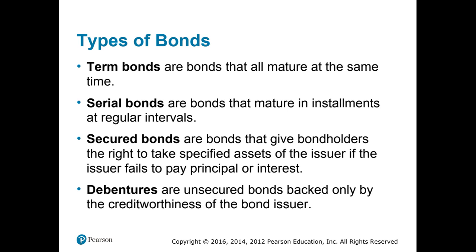So term bonds are bonds that all mature at the same time. Serial bonds are bonds that mature in installments at regular intervals. Secured bonds are bonds that give bondholders the right to take specified assets of the issuer if the issuer fails to pay the principal or the interest. And debentures are unsecured bonds backed only by the creditworthiness of the bond issuer.